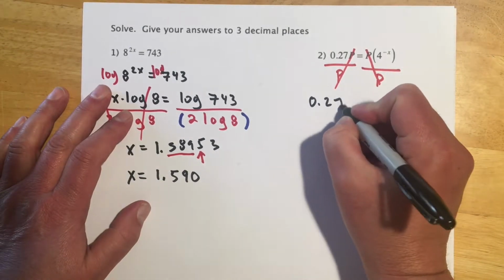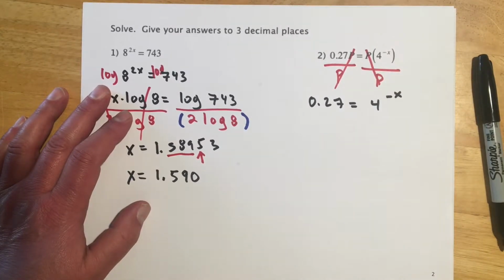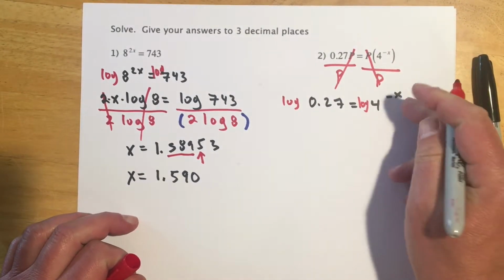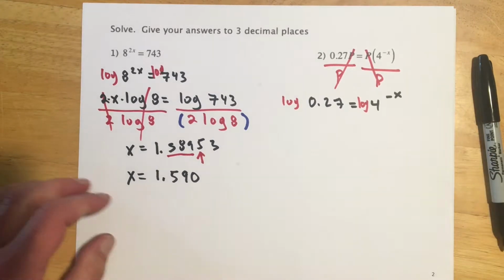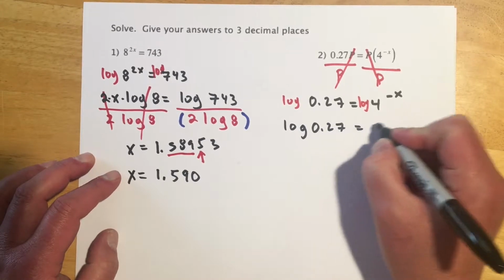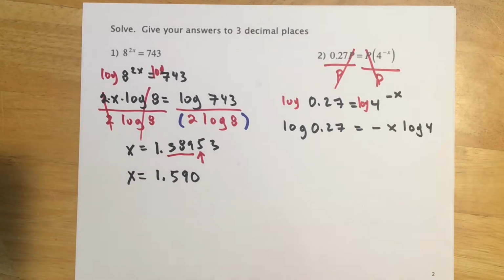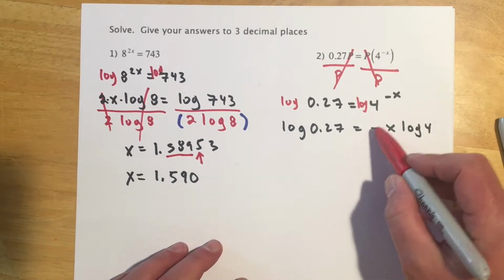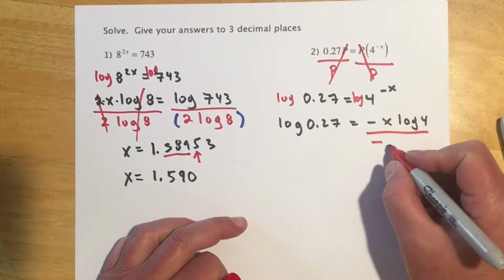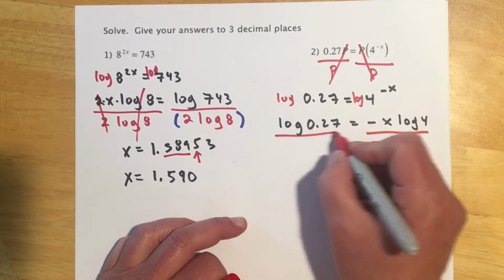So 0.27 equals 4 negative x. And then I'll log both sides, and so we'll go log, and bring the exponent down. So log of 0.27 equals negative x log 4. And then I'm trying to get x by itself, so I'm going to divide by the negative, which is like a negative 1. So I'll divide by a negative and then log 4. And you see the negative will make positive, and then this cancels.